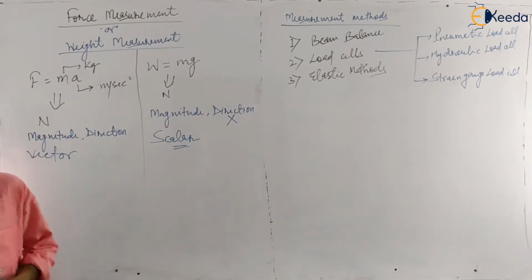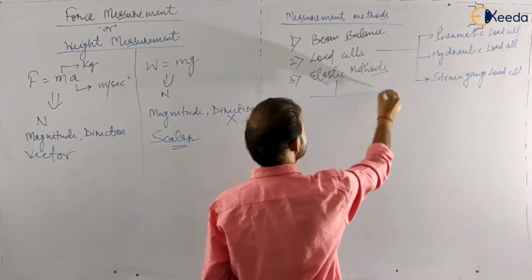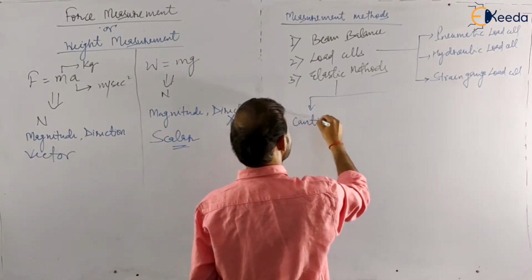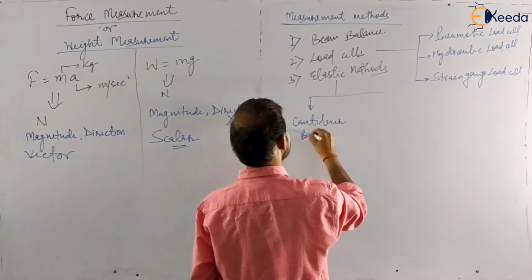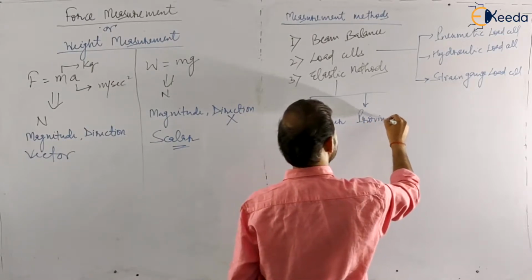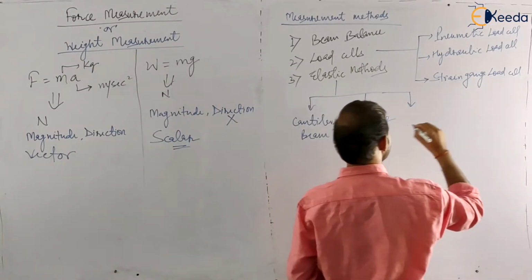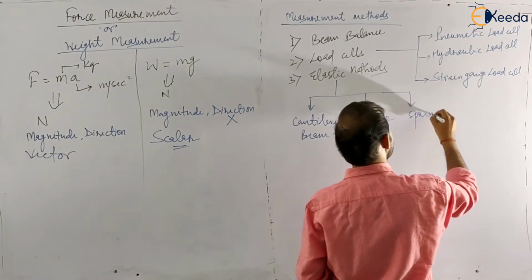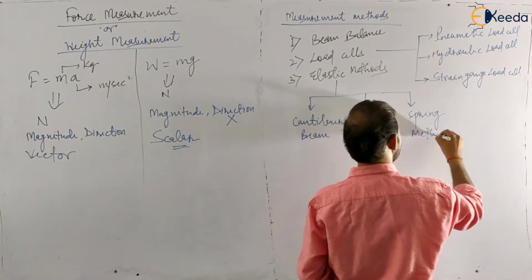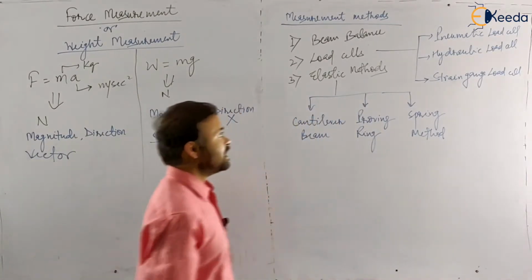But the third method, that is elastic method, also has three subparts, that is cantilever beams, proving rings, and springs. All the elements are written here.